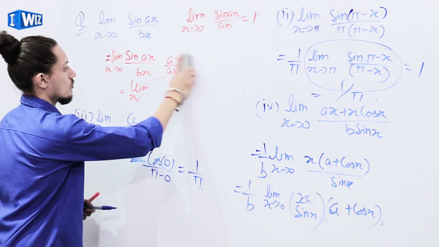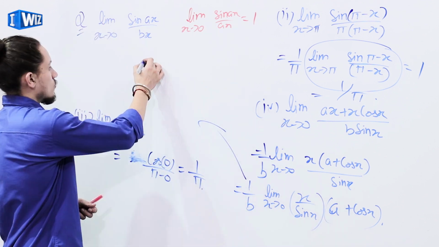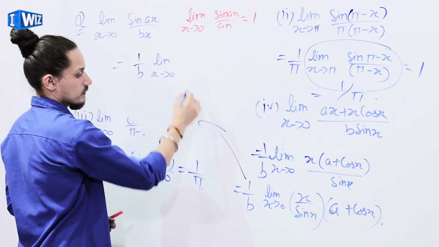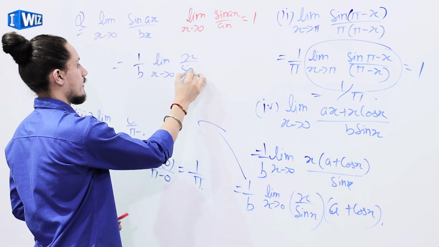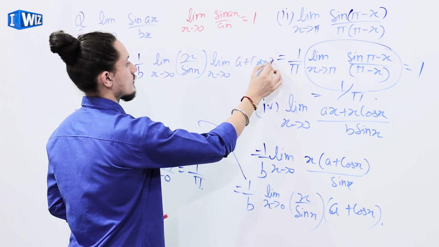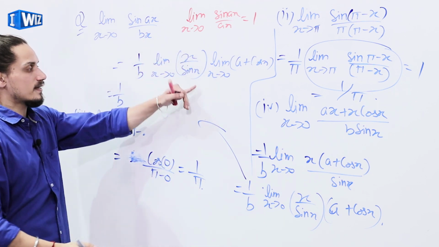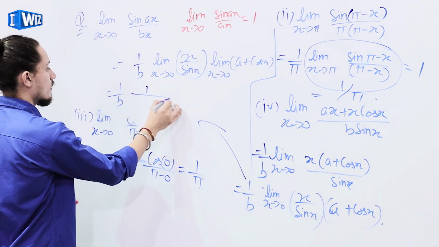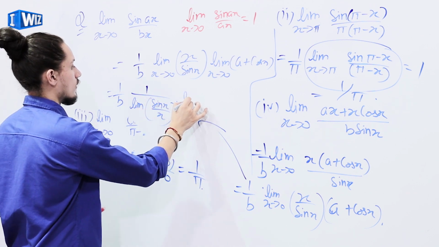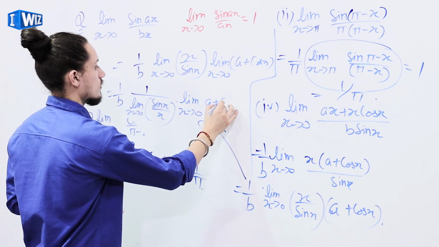Okay, so solving it further I can write it as, इन दोनों की limit क्या कर दूंगा मैं अलग अलग. So 1 upon b into limit x approaches 0 x upon sin x into limit x approaches 0 (a + cos x) will be equal to 1 upon b. अब x को अगर मैं नीचे ले आता हूँ sin के साथ denominator में, so I can write 1 upon limit sin x upon x into limit x approaches 0 a + cos x.